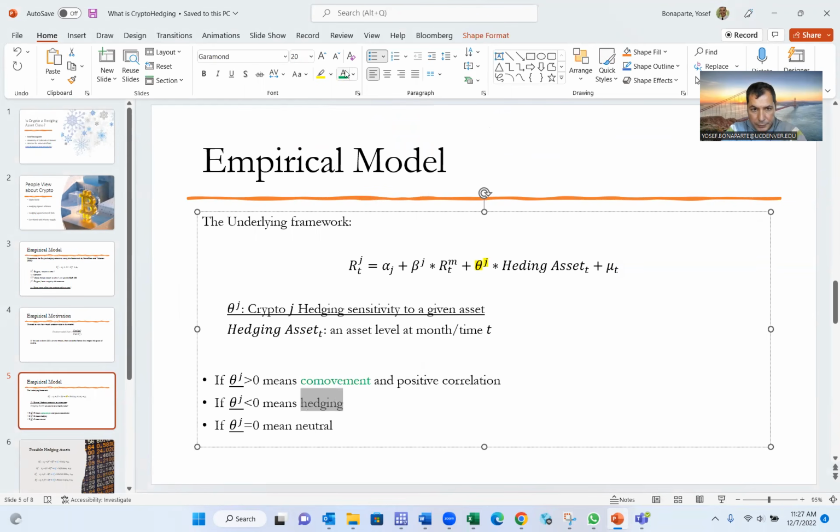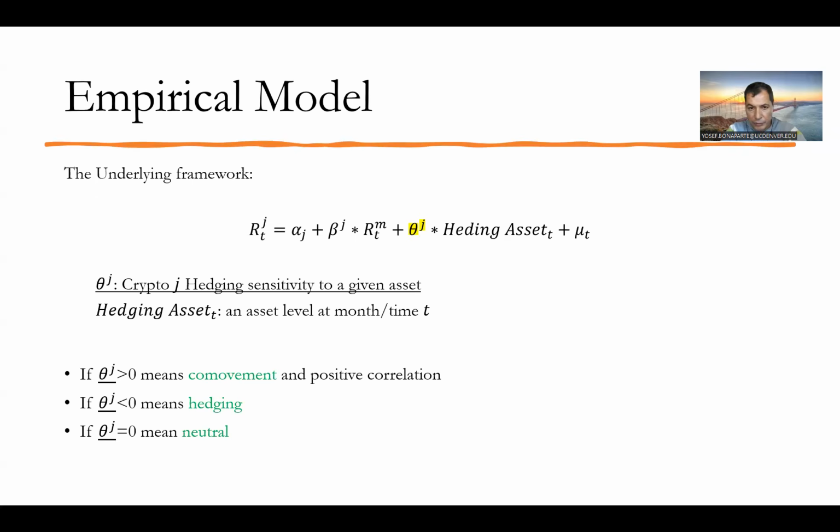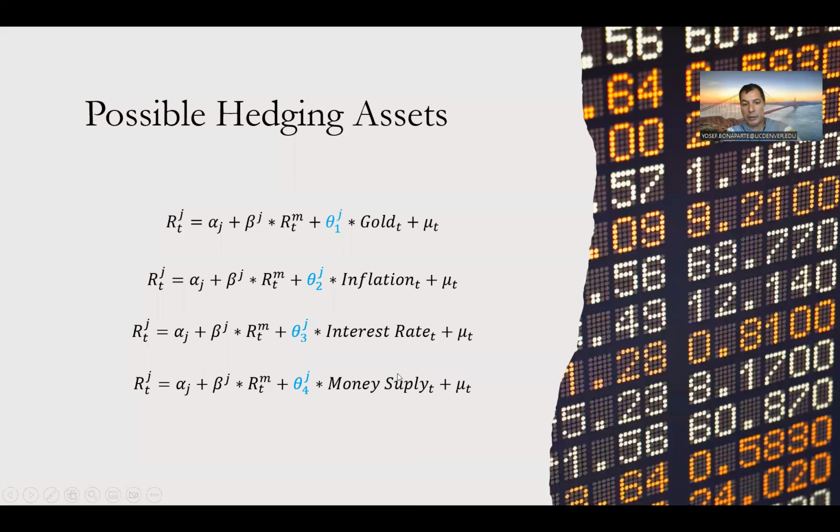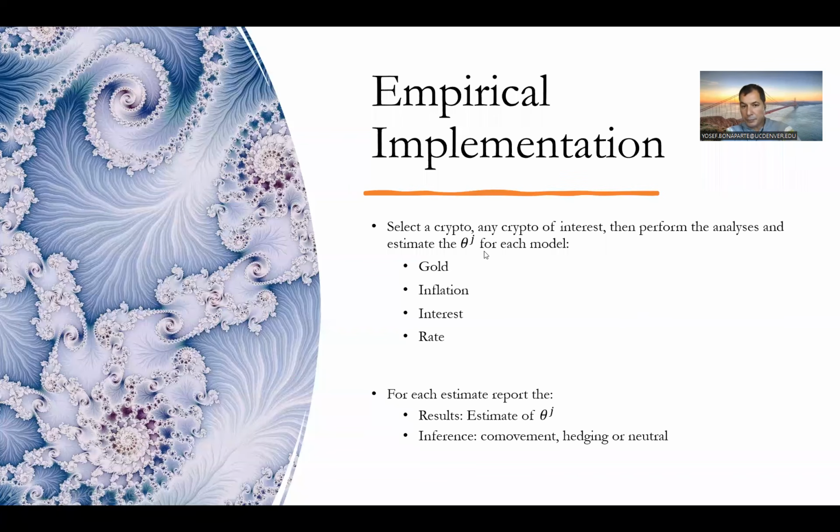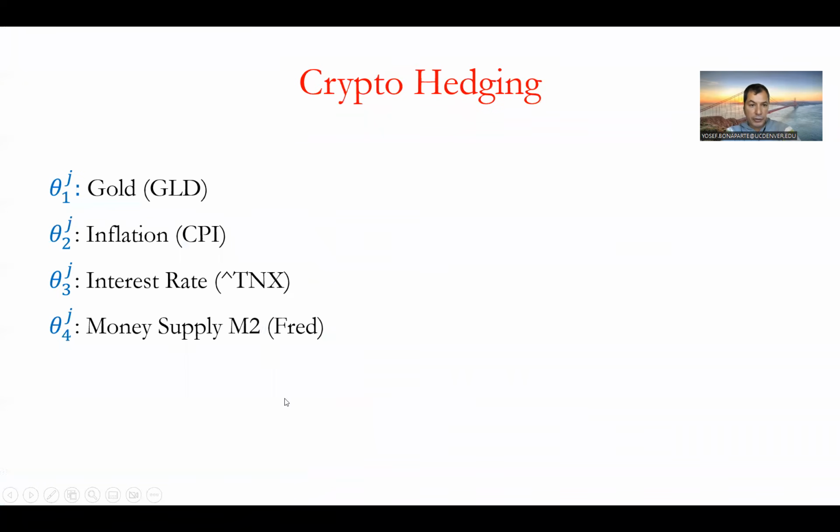Hedging or neutral. So these are the things that we will focus on. How are we going to do it? We're going to run 4 models. Each model will give us a theta 1, theta 2, theta 3, theta 4. Based on the results, we can get inference about each one of these assets. And then this slide will give you the conclusion.